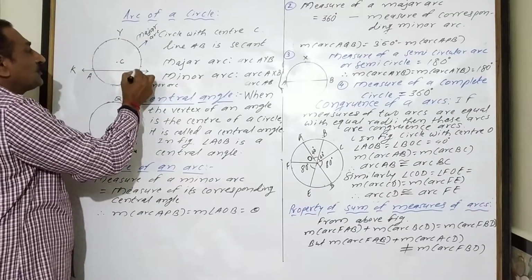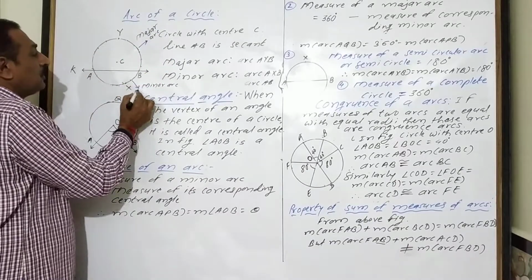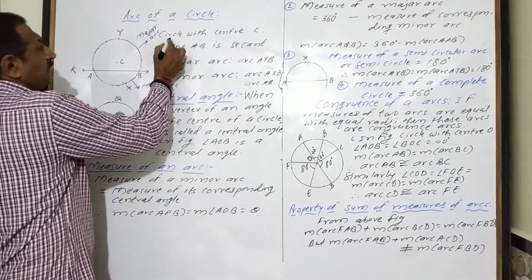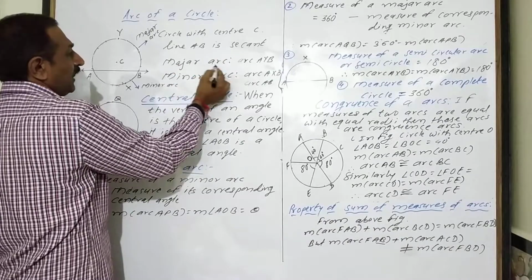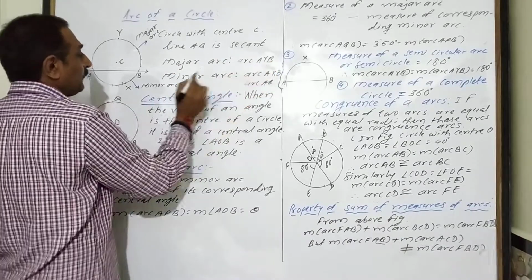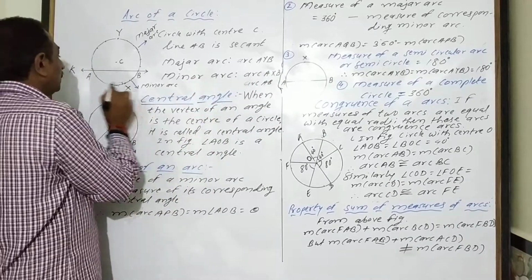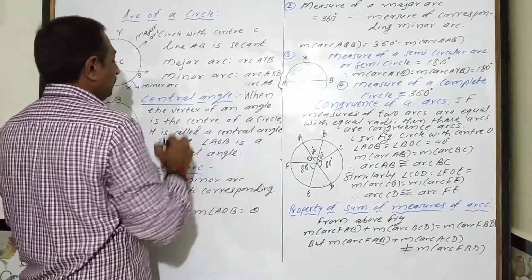This arc is called the major arc and this arc is called the minor arc. Therefore, I write here: circle with center C, line AB is a secant, major arc is arc AYB, minor arc is arc AXB. You can also write the minor arc with two letters, arc AB.